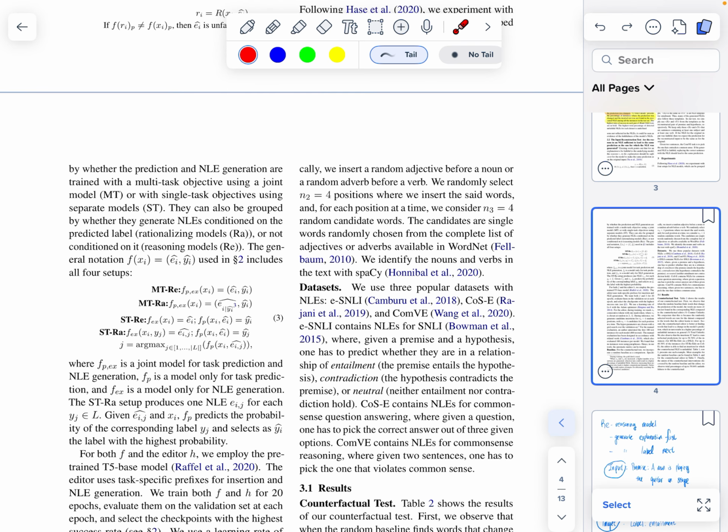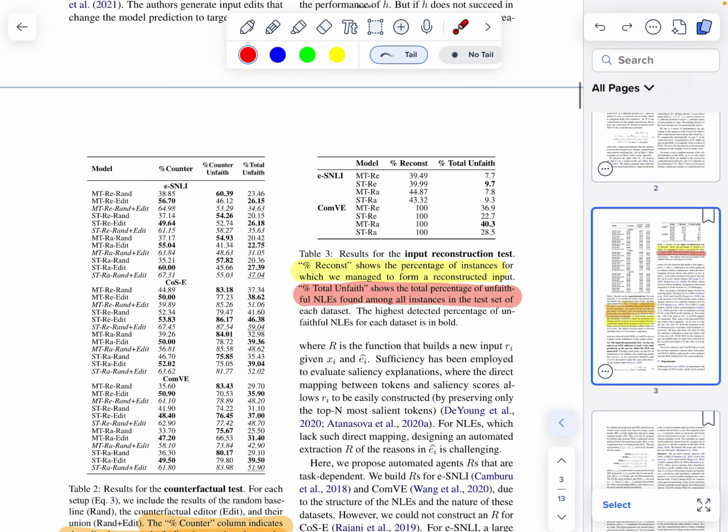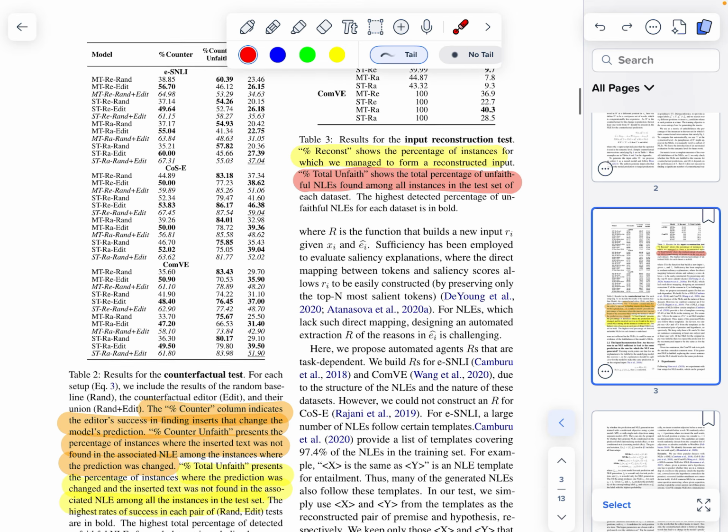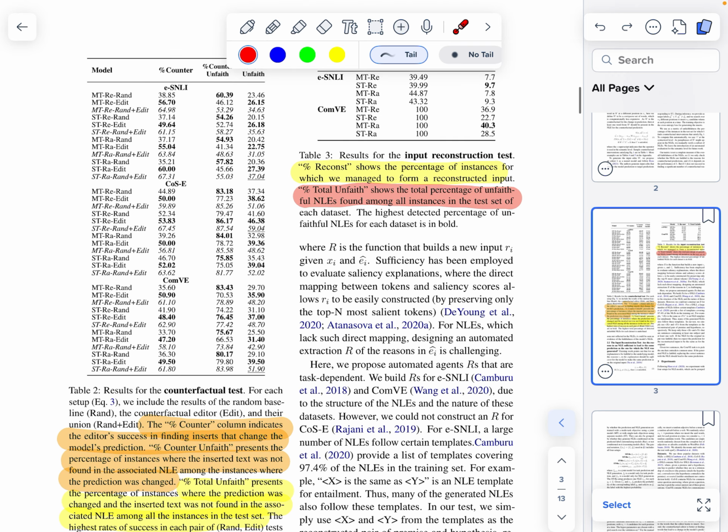These are the models in question. And then what it does is, for the input, they either randomly change the value or they edit it using a counterfactual editor, which I guess has more precision, and then MTRE rand edit is an accumulation of both. The counter column indicates the editor's success in finding inserts that change the model's prediction.